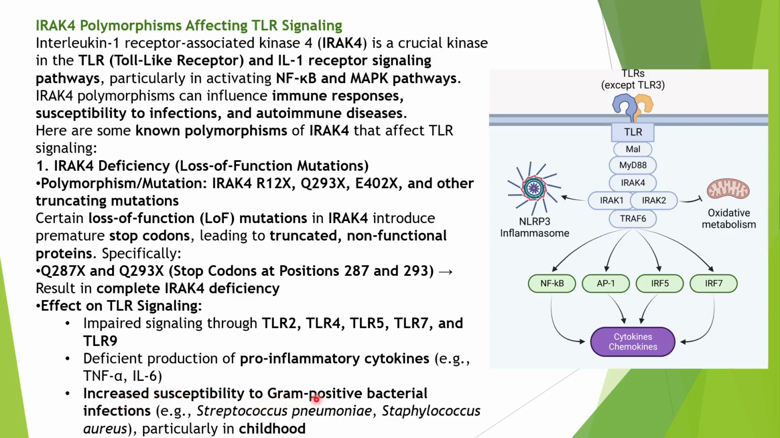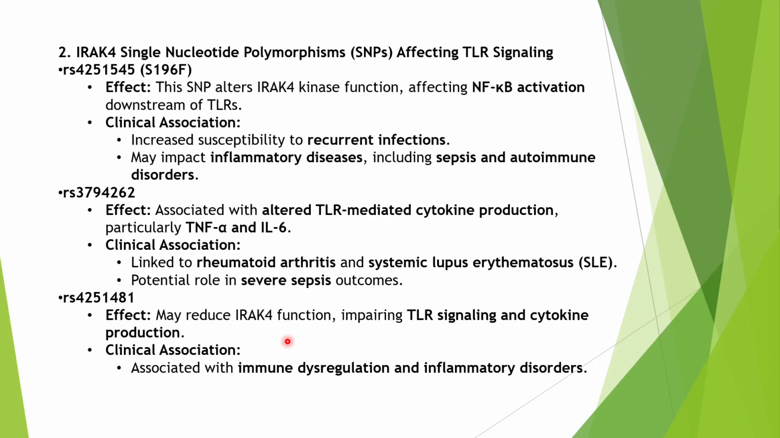Increased susceptibility to gram-positive bacteria. The person becomes more susceptible to bacterial infections like Streptococcus pneumoniae, Staphylococcus aureus, etc., especially during childhood. Then IRAK4 also has single nucleotide polymorphisms, that is your SNPs, which affect your TLR signaling.